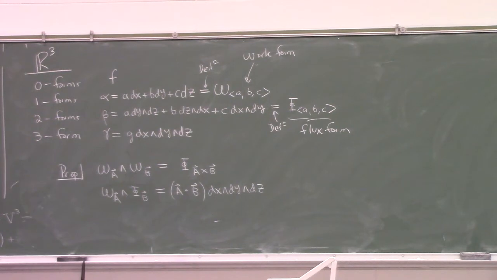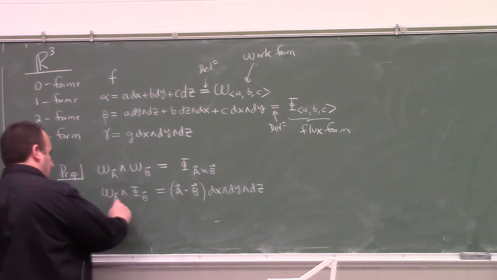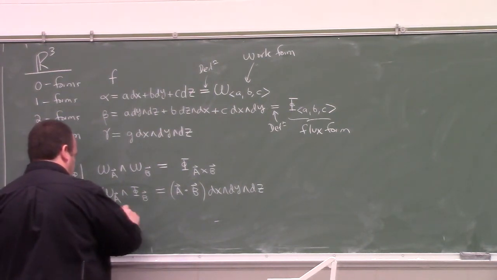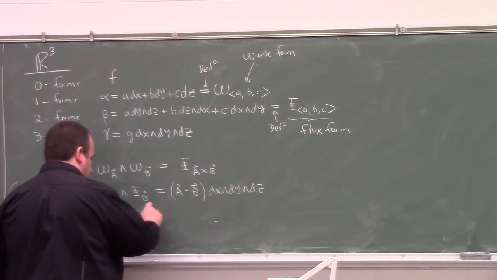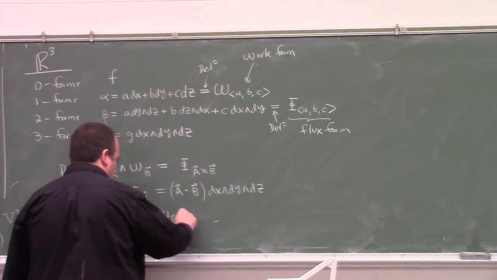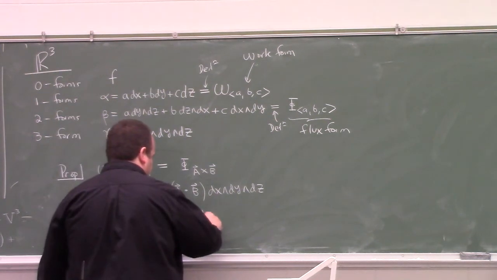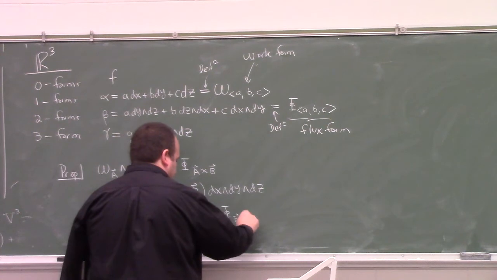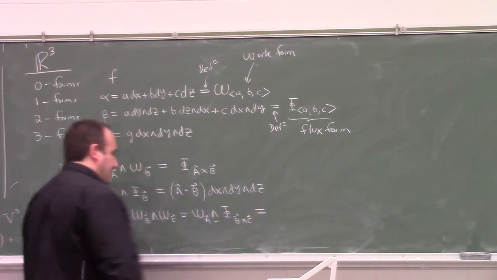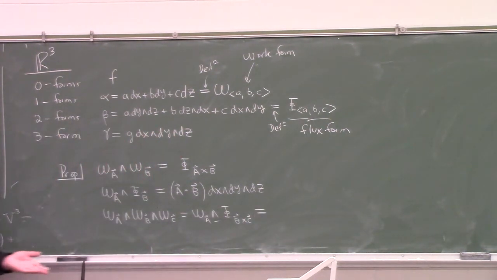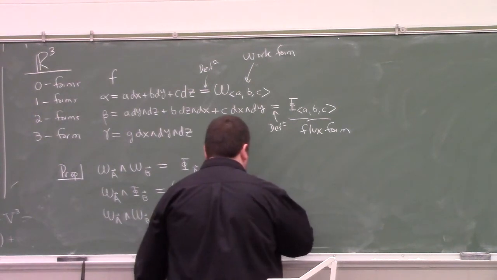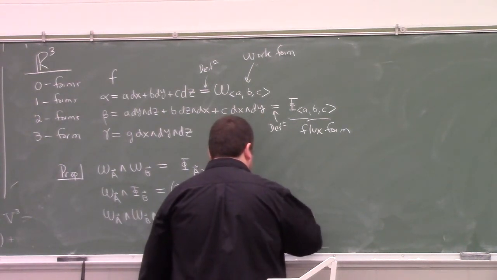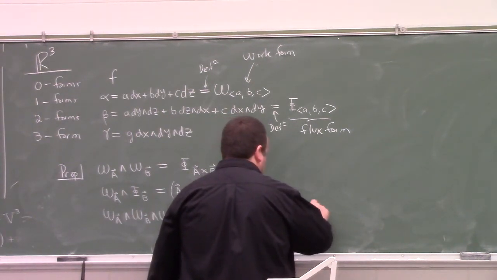Let me write it a different way. If you take the work form of A, wedge the work form of B, wedge the work form of C, you get the work form of A, wedge the flux form of B cross C. But that's the dot product of A with B cross C, the so-called triple product. Do you guys remember the triple product from Calculus 3? What's it tell you? The volume of what?